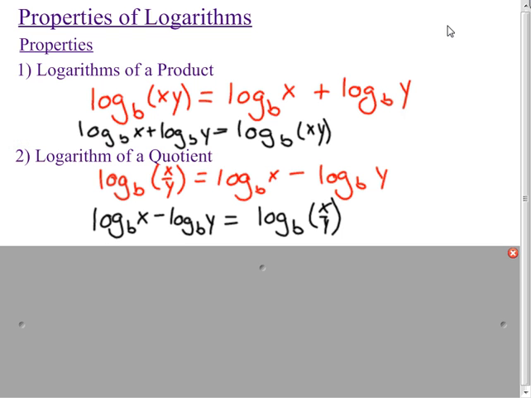You will probably see this second statement more than the first one, being able to put that back together when we start condensing our logs.